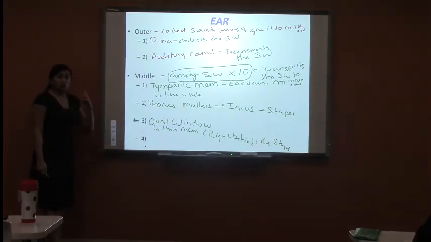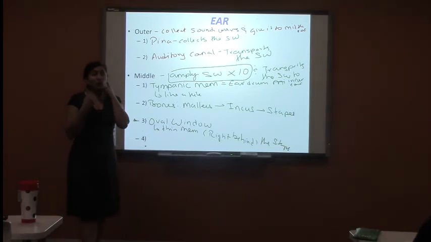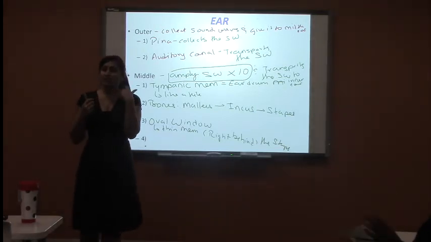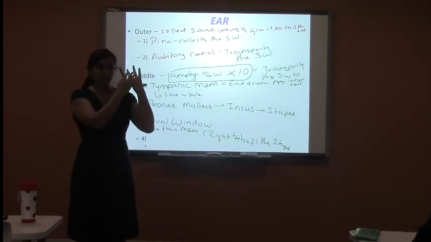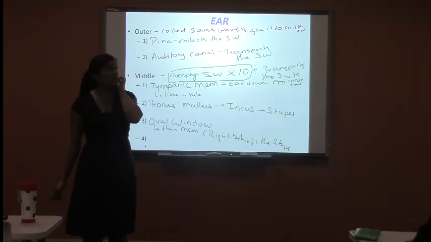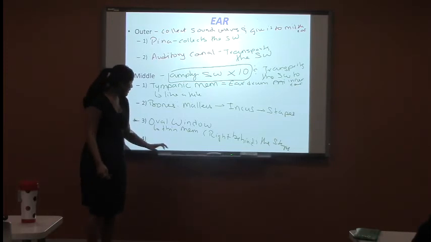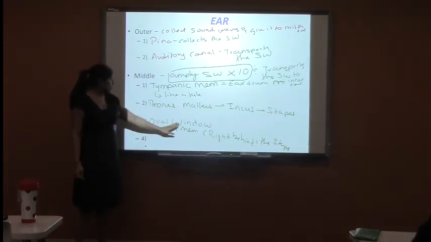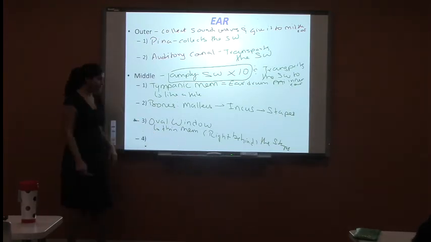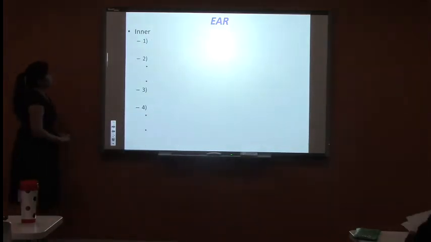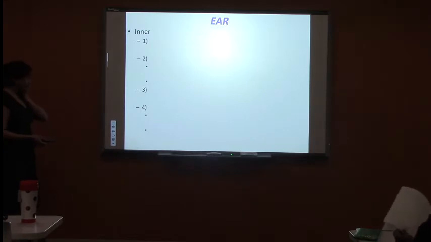So basically, this is another reason why if you have an infection in the mouth, it could go into your brain. Because from there it could enter your ears, and from the ears it could go into your brain. So, that was the auditory tube or the eustachian tube. Now, inner ear.